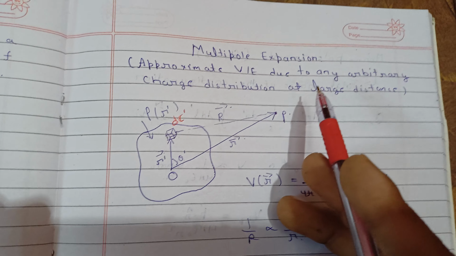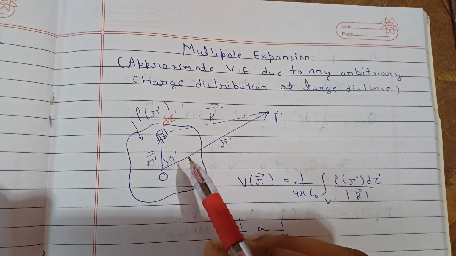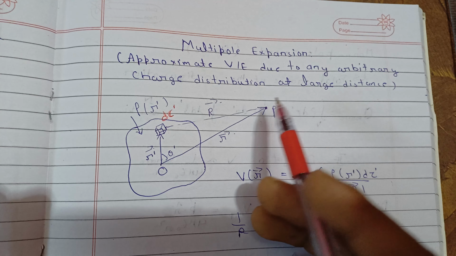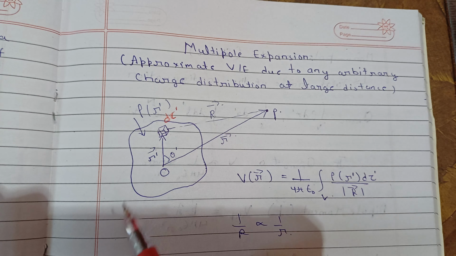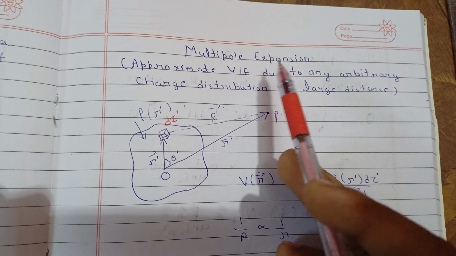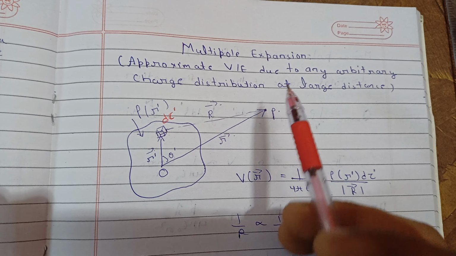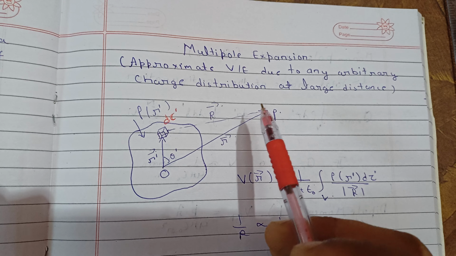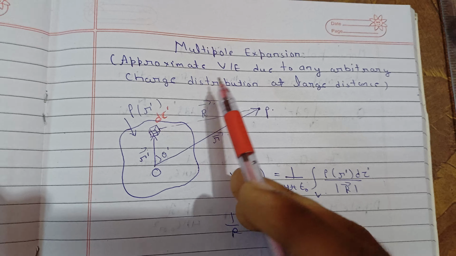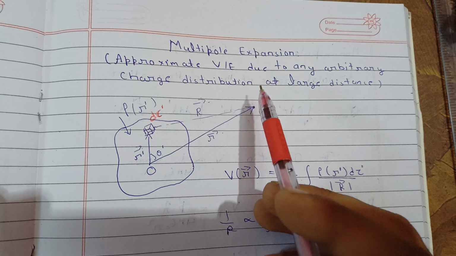So what is this thing? Normally you study symmetrical structures and find the electric field and potential due to them. But what happens if the structure is not symmetrical? Then we use this multipole expansion to approximate the electric field or the potential at any point. Okay, so let's see: approximate V and E due to any arbitrary charge distribution at large distance.